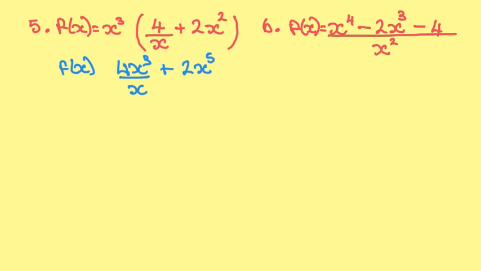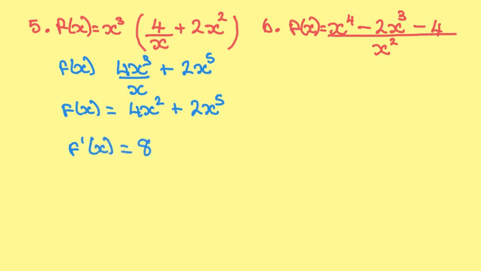Now we can divide the first term out, so we get f of x is equal to x cubed divided by x gives us x squared, so we've got 4x squared plus 2x to the power of 5. Now we can find the derivative, which is f dash of x, which is equal to 2 times 4 is 8. Take 1 off the power, so you just get x, plus 5 times 2 is 10. X, 5 minus 1 is 4.